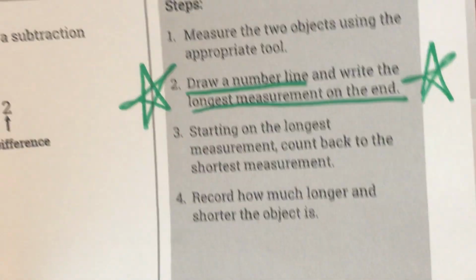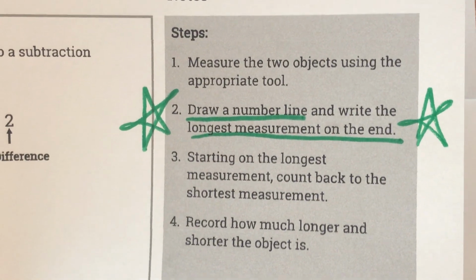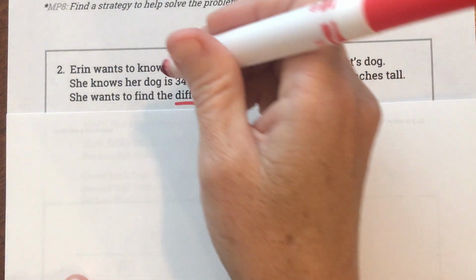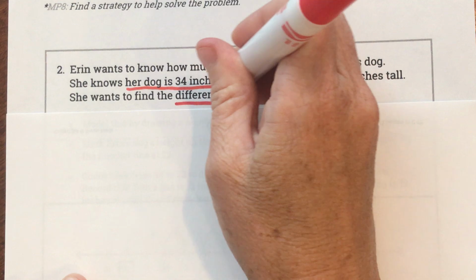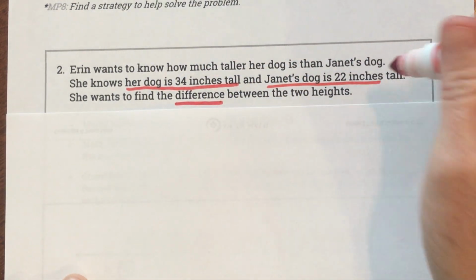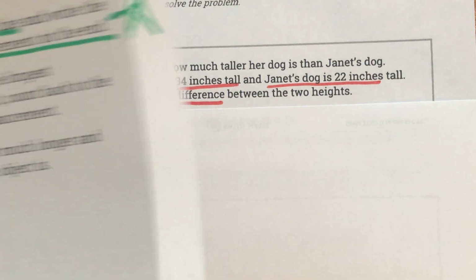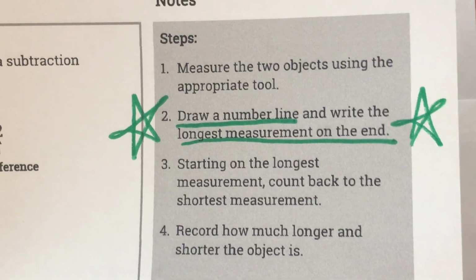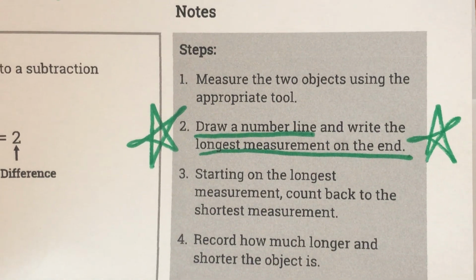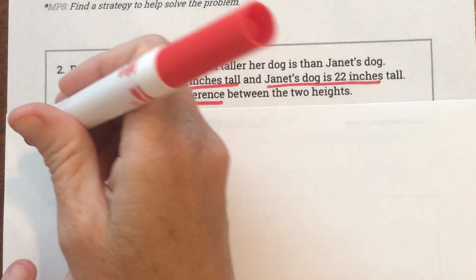I don't need a measure today, like my step one says to measure. I don't need a measure because they told me how long they are. But I know I'm going to be comparing her dog, which is 34 inches, and Janet's dog, which is 22 inches. So since I didn't need a measure, my next step says draw a number line and write the longest measure on the end. Okay, so I'm going to do that.